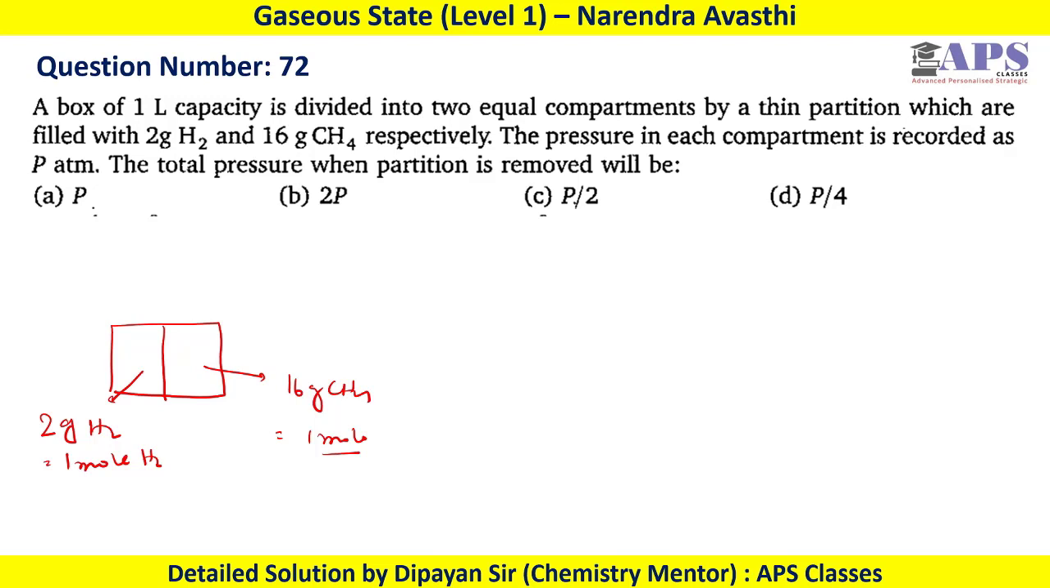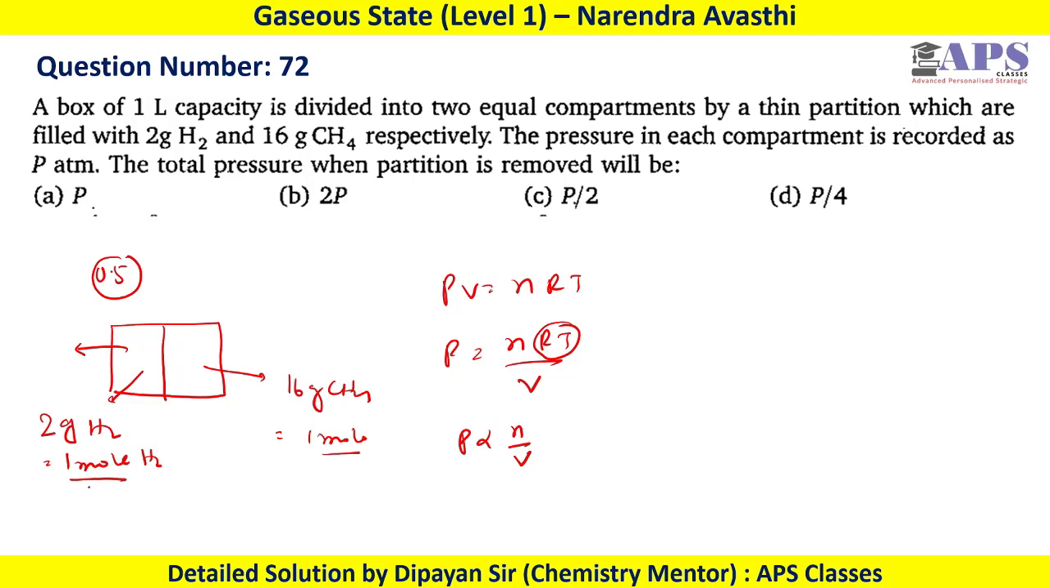Now the total pressure when partition is removed. Okay, so PV equal to nRT or P equal to nRT by V. Here R and T are constant, so pressure is directly proportional to mole by volume. So in this case we have volume like half liter and mole is 1 mole. In here also we have volume half liter and mole is 1 mole.